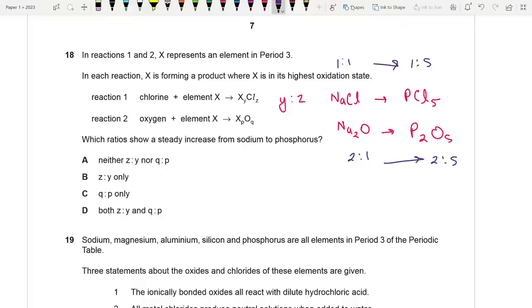P is to Q, right? So I actually did Y is to Z, right? And P is to Q, but they're asking Z is to Y and Q is to P. So it would just reverse. This is P is to Q, so Q is to P would be 1:2 turns into 5:2, which is increasing. And this goes from 1:1 to 5:1, which is also increasing. So I'm gonna go for both.